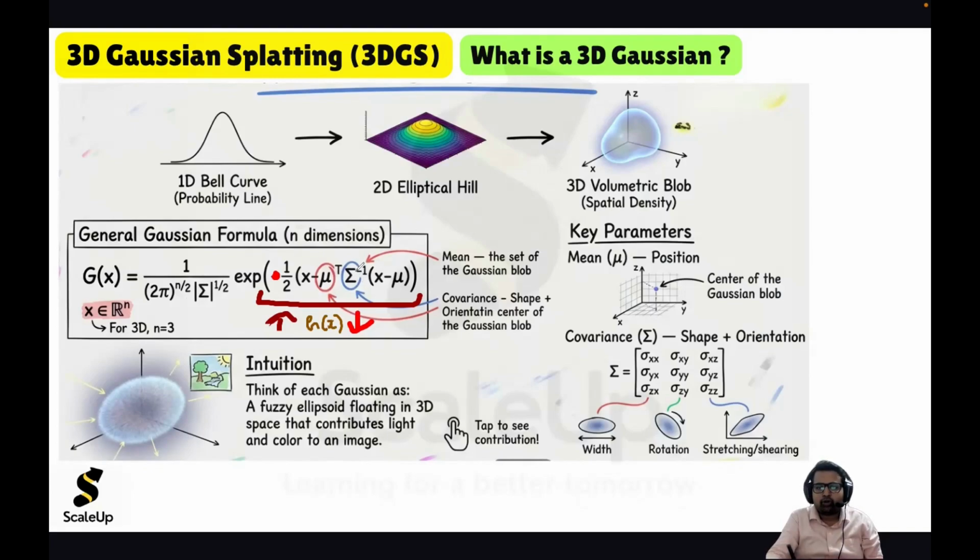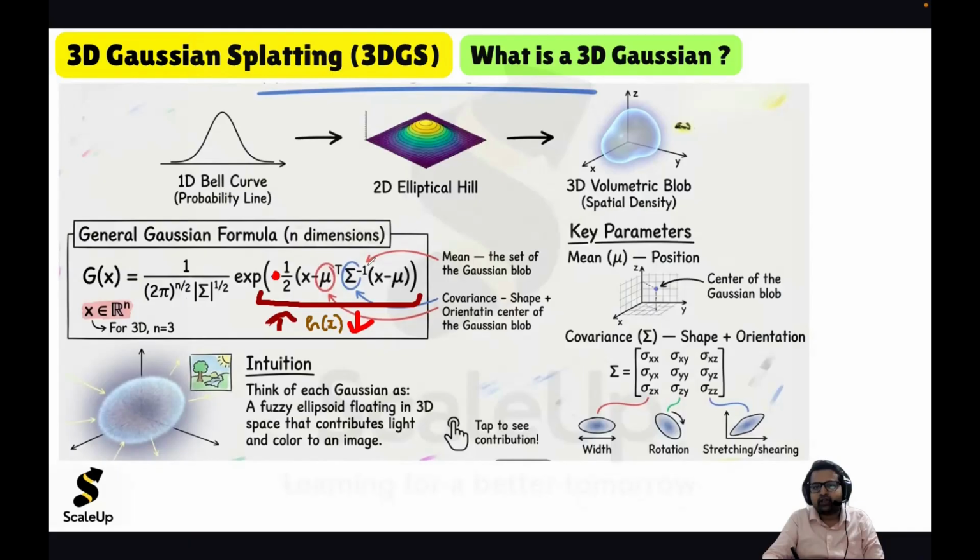Similarly, if we talk about the inverse of the covariance matrix, we already saw that a higher value of the determinant of the covariance matrix means the shape is spread. Now inverse means inverse relation. So when the 3D Gaussian is thin and sharp, then sigma inverse will have a higher value because of the inverse relation. So that's why we call sigma inverse the precision matrix.